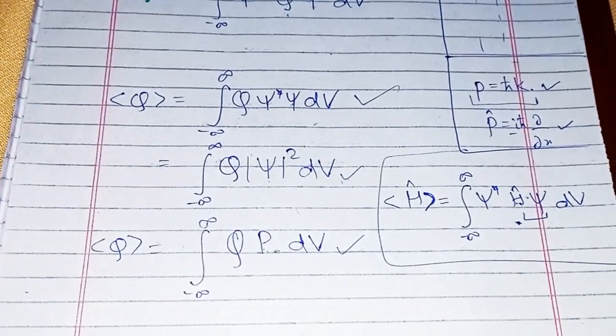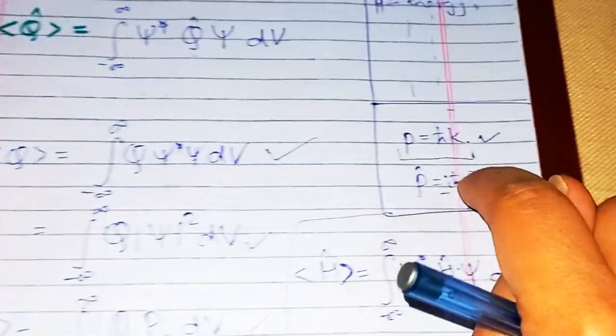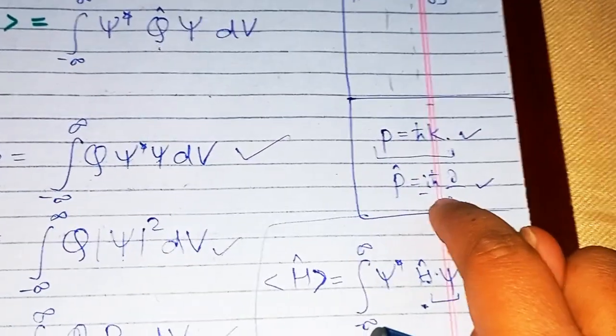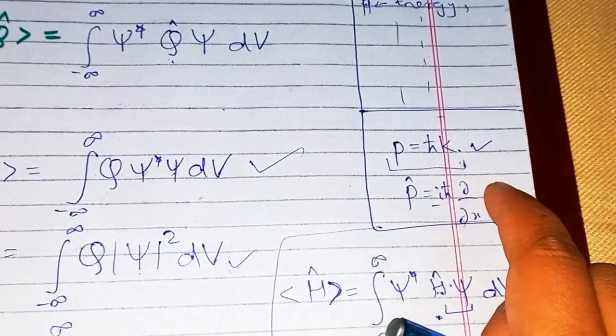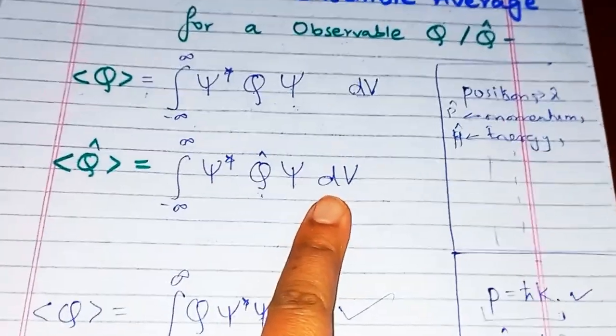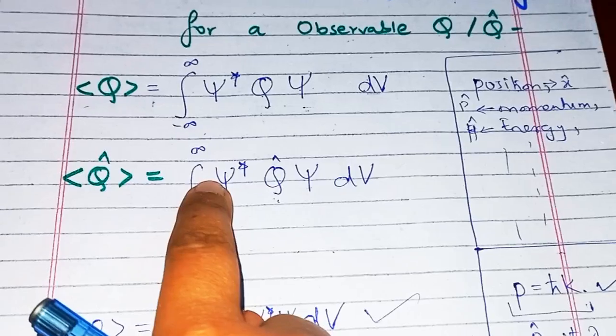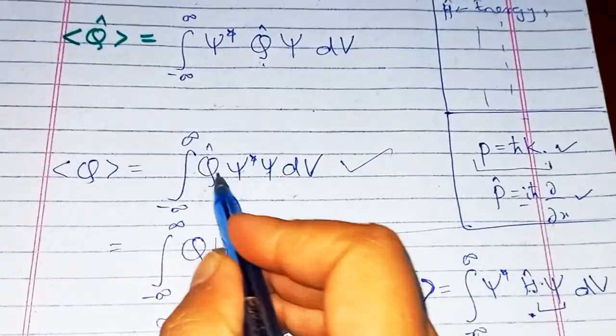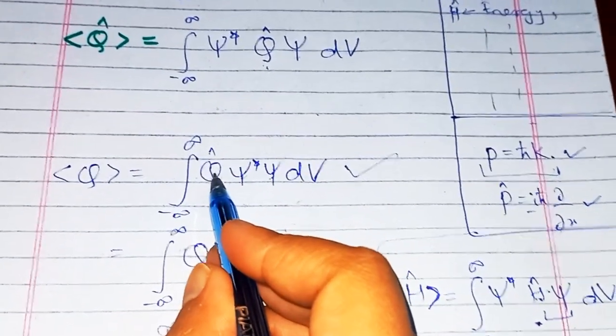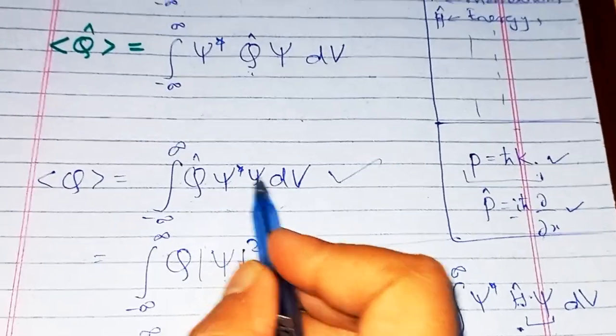They are true when Q is an observable. I hope you can get the difference between observable and operator. An operator changes the wave function on which it applies. It doesn't apply on psi star. So if you write the operator over here, it just conveys the message that the Q operator is applied on psi star and psi as well.